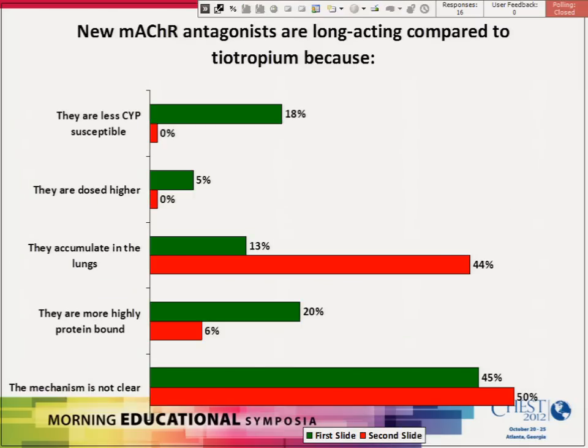So 44% got the mechanism, that they accumulate in the lung, which is the right answer, although my answer was the mechanism is not clear, but Professor Cazzola tells me, no, they do accumulate in the lung. Okay, and next.